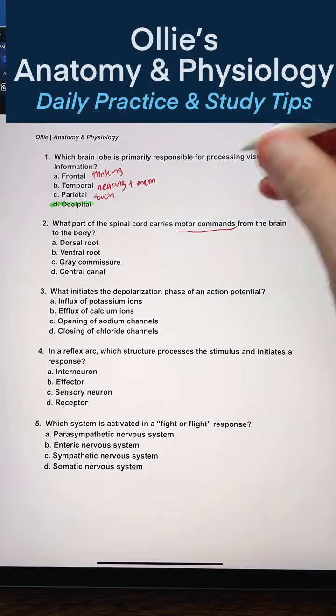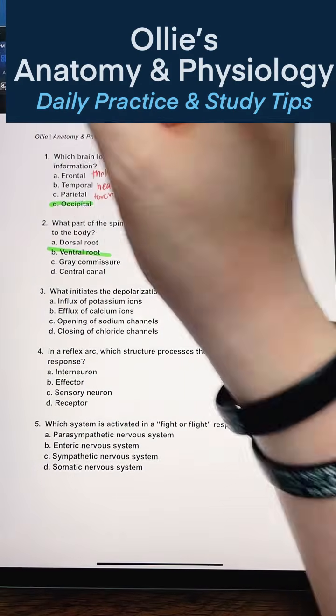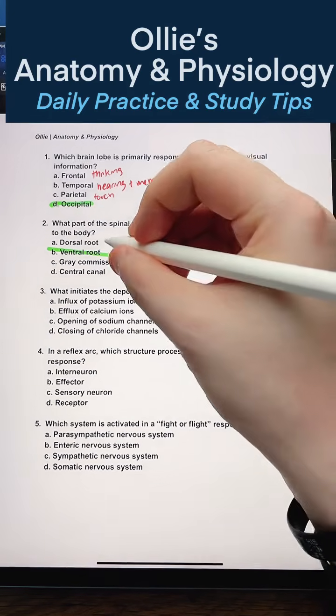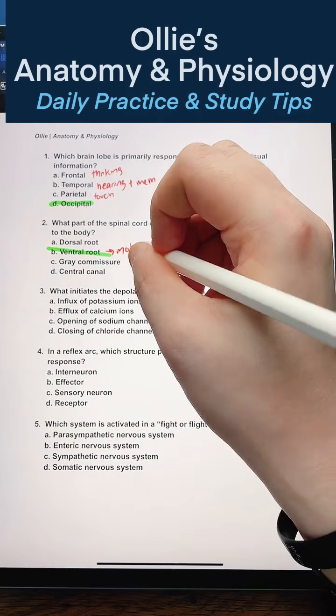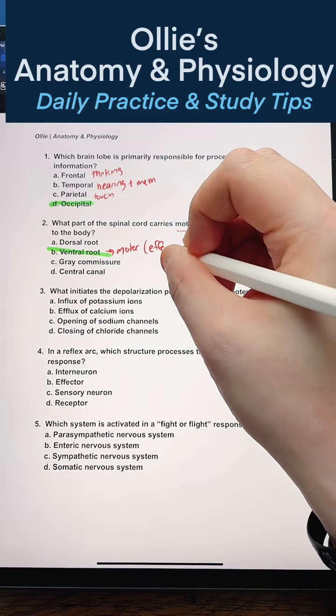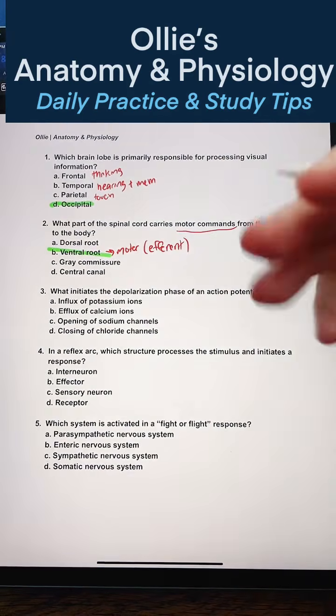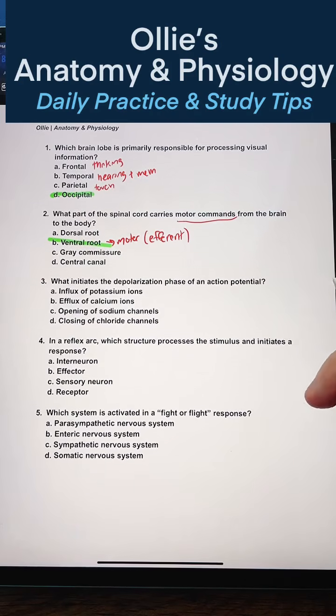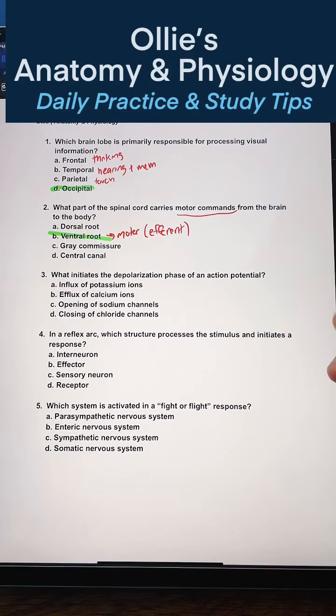But number 2, the answer is B. It is the ventral root. The ventral root transmits motor, which is our efferent signals from the spinal cord to the muscles, okay? The dorsal root would carry sensory or afferent signals to the spinal cord, okay? Makes sense? Number 3, what initiates depolarization?